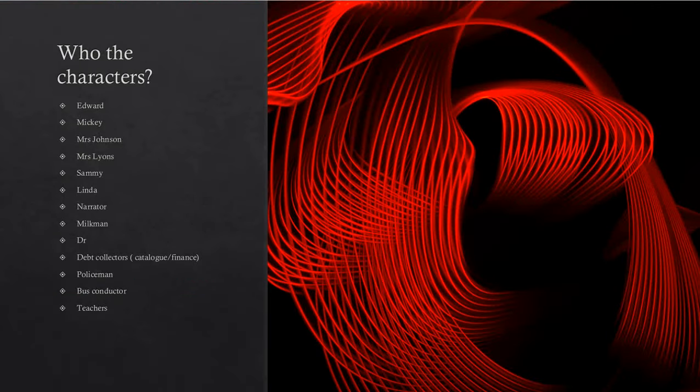So a list of the characters, as we can see here. These are the characters: Edward, Mickey, Mrs. Johnson, Mrs. Lyons, Sammy, Linda, narrator, the milkman, the doctor, the gynecologist, the debt collectors, the policeman, the bus conductor, the teachers. It's a relatively small cast, and if you are lucky enough to see Blood Brothers live or watch recordings of it, you'll notice that many of the smaller characters are usually played by the same actors.